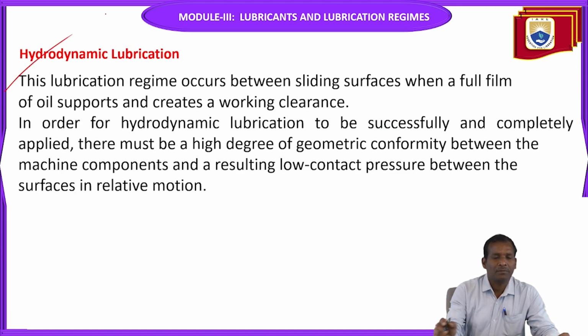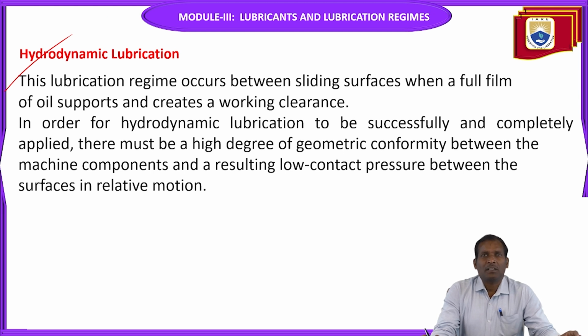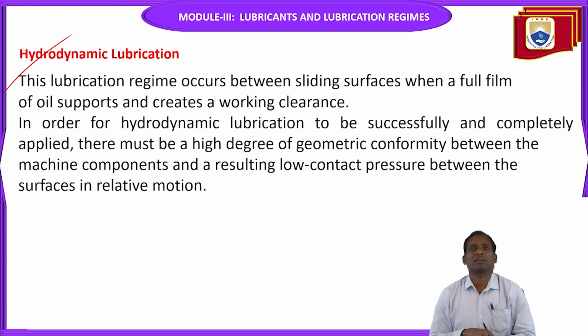Next, aerodynamic lubrication. This lubrication regime occurs between sliding surfaces when a full film of oil supports and creates a working clearance. There is some clearance between the journal and the bearing surface, so the lubrication oil circulates in this gap. In order for aerodynamic lubrication to be successfully and completely applied, there must be a high degree of geometric conformity between the machine components and a resulting low contact pressure between the surfaces in relative motion.